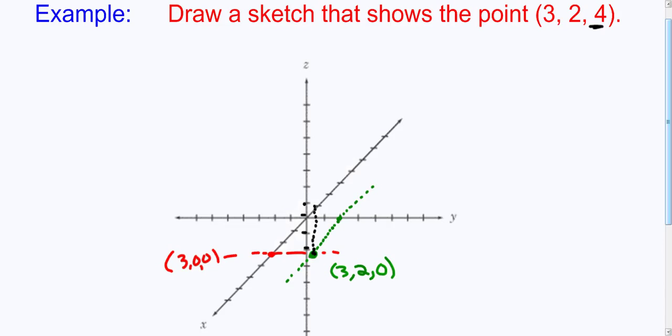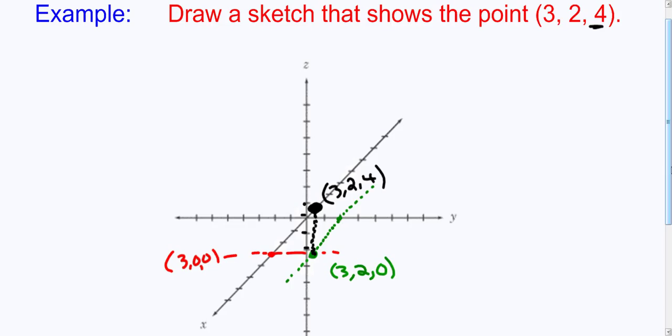Okay, and I'm going to end up somewhere right around in there. Now, this isn't perfect, but that's about where I'm going to end up. So this point right here is the point 3, 2, 4. This is my answer. That is the coordinate for 3, 2, 4.